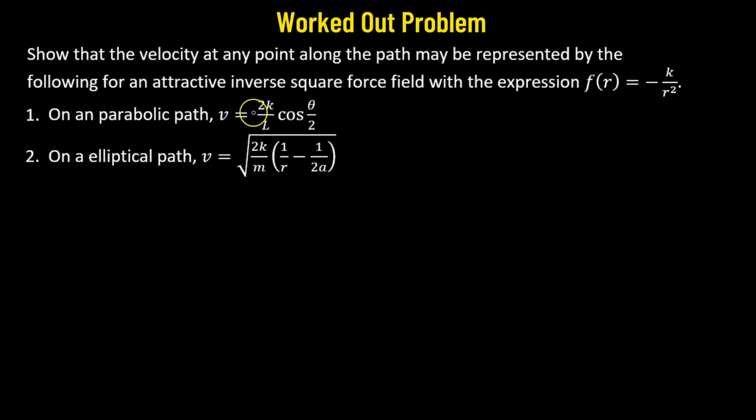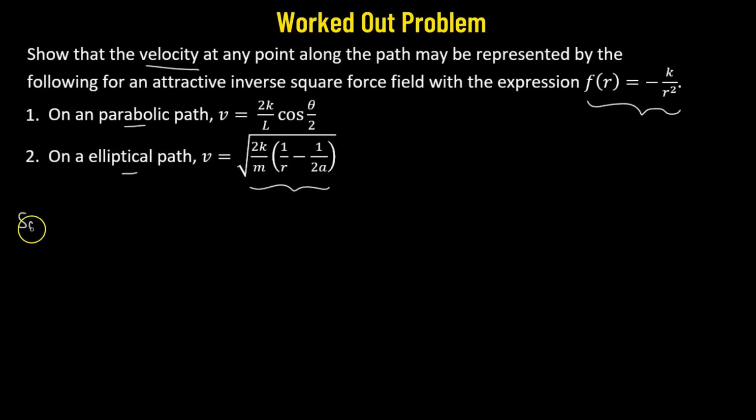In this particular problem, we have an attractive inverse square force field, and this is given by this particular expression. Now we need to show that the velocity at any point along the path, so it could be either a parabolic path or an elliptical path, is given by these 2 expressions. If it's a parabolic path, it will be 2k/L times cos(θ/2). And if it is an elliptical path, we have to show that the velocity is given by this particular expression.